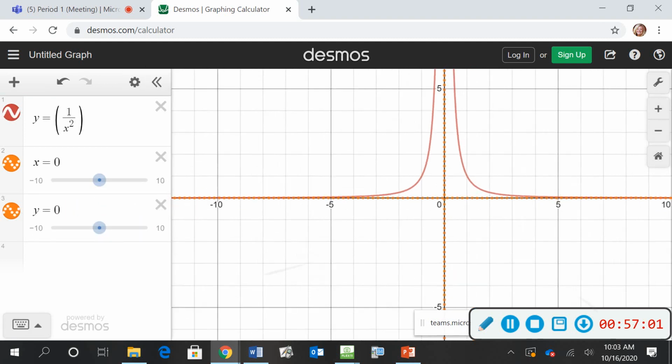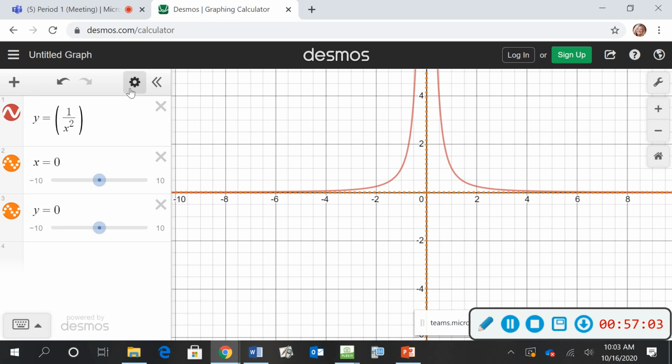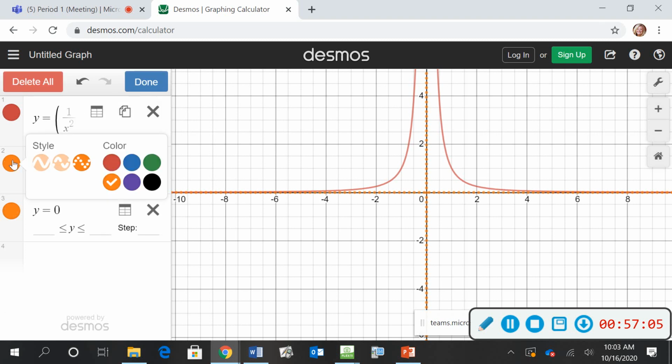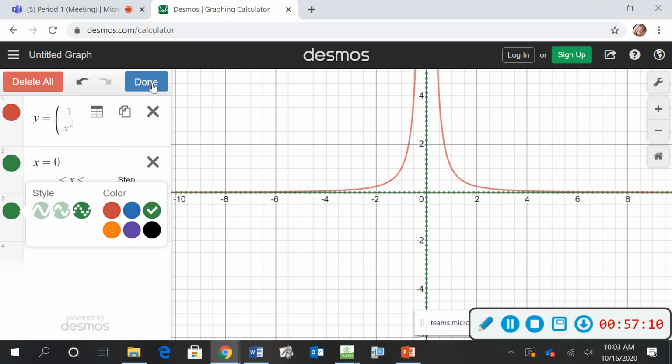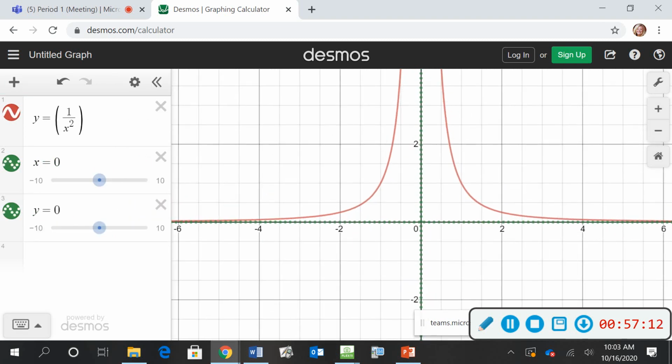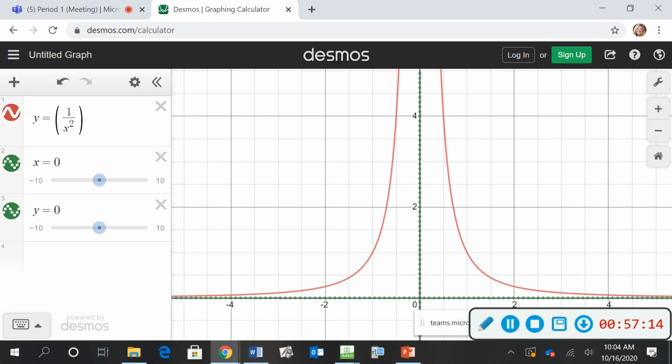Okay, and now let's make those green actually, because otherwise it's really easy to have the orange and the red kind of look the same. If I zoom in with my fingers, I can see that as they go up, they're getting closer and closer to that vertical line of x equals 0. And as they go to the far left and far right, although they're never going to cross or intersect it, they're approaching the x-axis, which is the same as the line y equals 0.